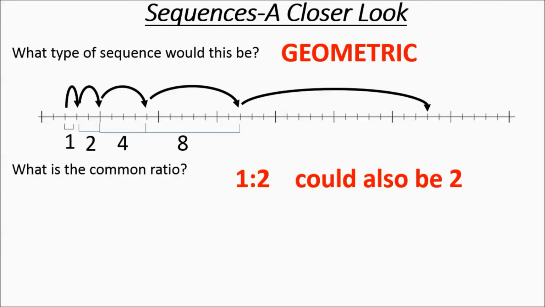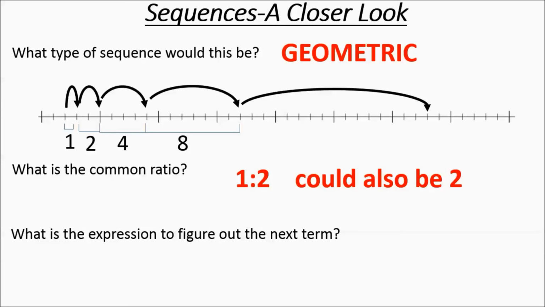A couple years ago on an SOL test, they listed a ratio as a single number, which goes against the definition of ratio, but I won't go there right now. 1 to 2 is the best answer. What is the expression to figure out the next term? The next term, to figure it out, you'd basically take your previous term and multiply it by 2. If the distance between each term is doubling, there you go. You're going to get 2n.